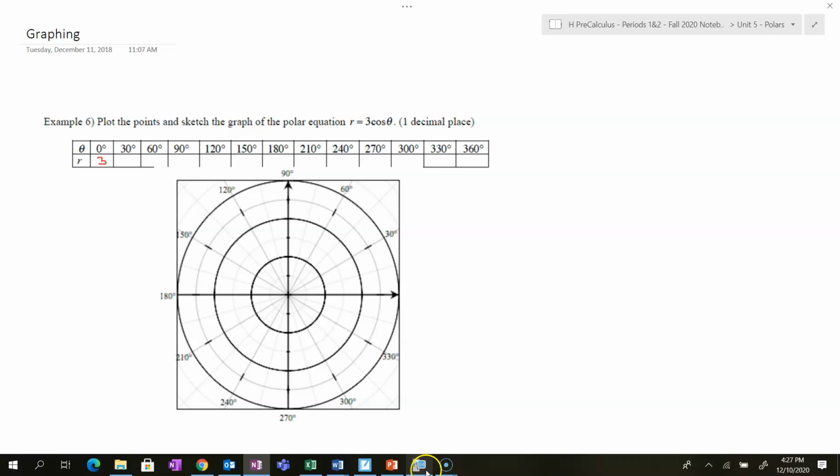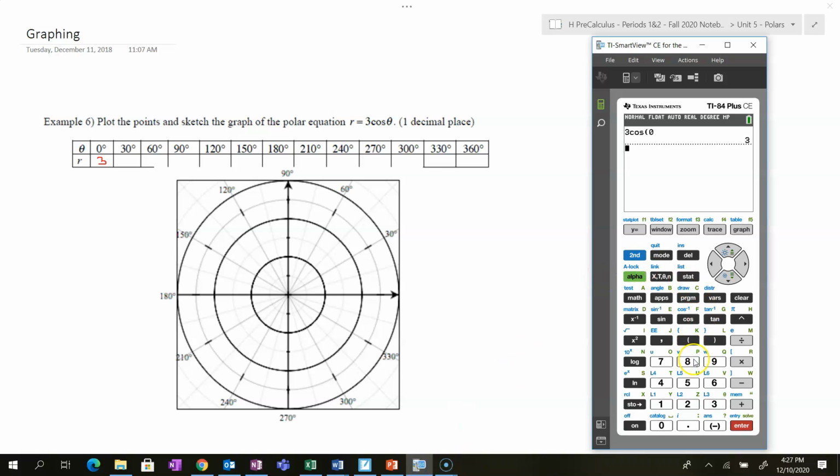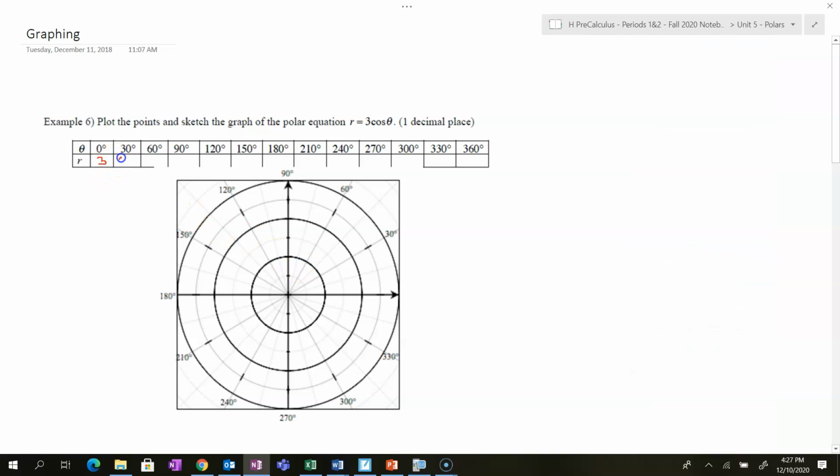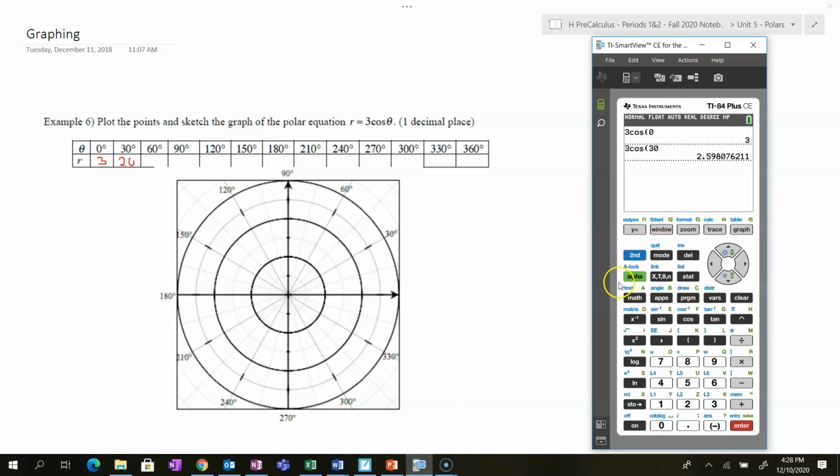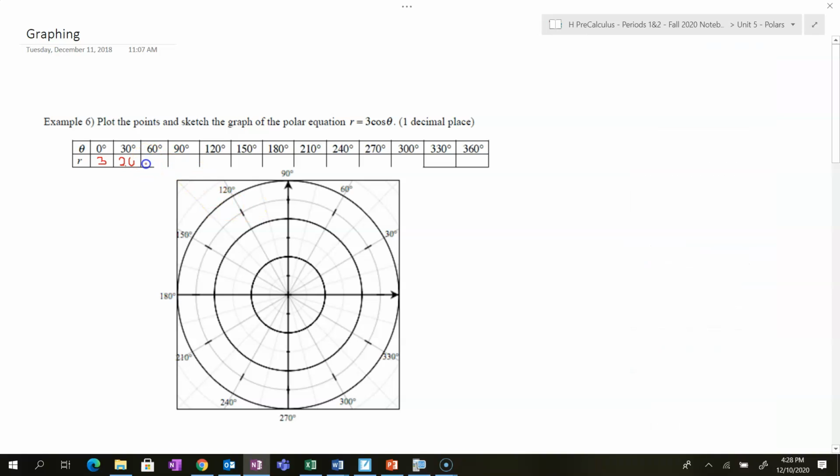And then I need my calculator back so that I can do 3 cosine of 30. 3 cosine 30. Enter, and that's 2.6. So I put in 2.6. And then I'll do one more with you. I would do 3 cosine 60. Enter, and I get 1.5.